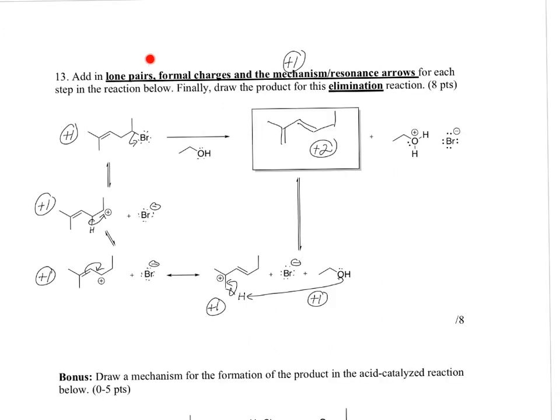So for this one, lone pairs, formal charges, mechanism arrows. I told you it's elimination. It's going to be an E1 just based on looking at the structures I had drawn for you. You form a carbocation. There's going to be some rearrangements. First step, leaving group leaves. Make sure you have your lone pairs on everything. Minus charge on the bromine, plus charge there. Secondary carbocation. So you only do rearrangements if you make something more stable.